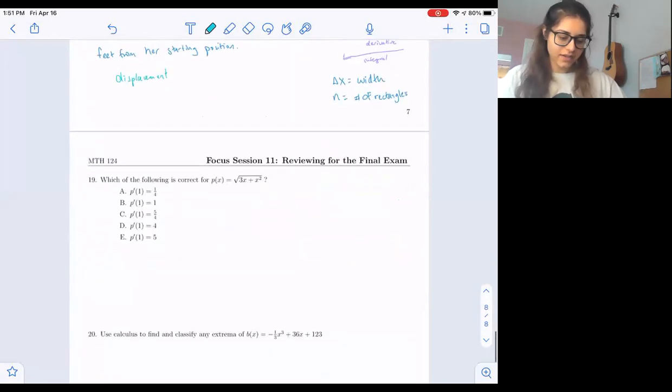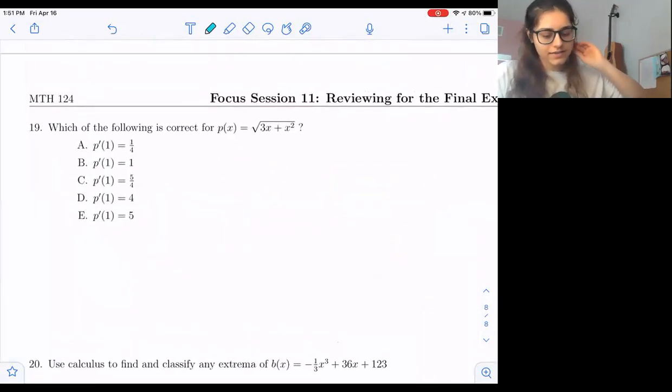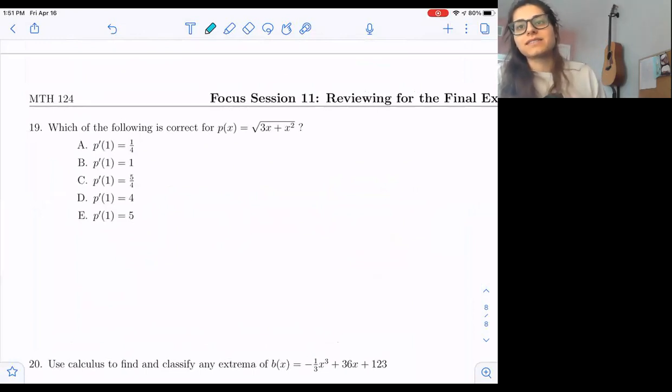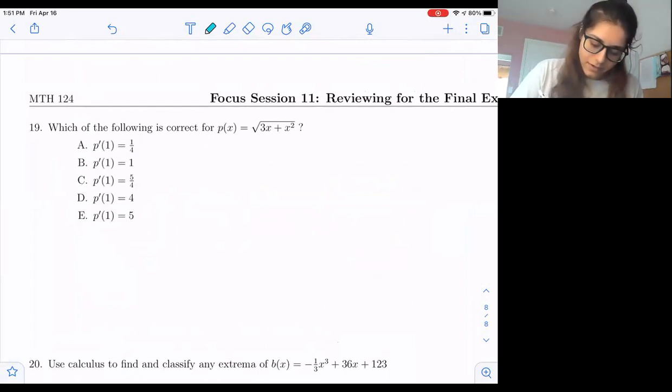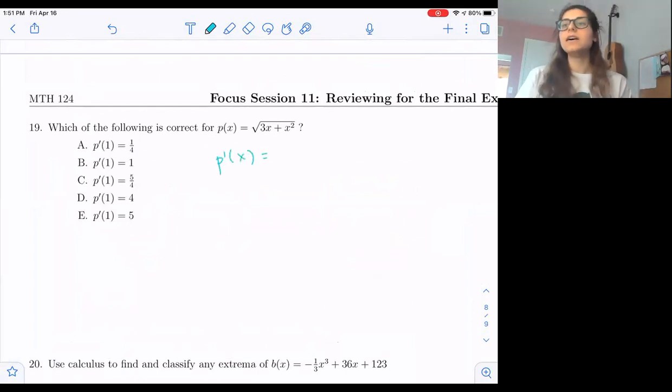Two more. Which of the following is correct for p of x equals square root of 3x plus x squared? And we want to find the derivative of p of x at x equals 1. First thing we're going to do is take the derivative of p of x. So p prime of x equals, all right, whenever I have a square root, cube root, whatever, fourth root, I like to turn it into an exponent form so we can take the derivative. So I'm going to rewrite the original function as 3x plus x squared to the power of 1/2.